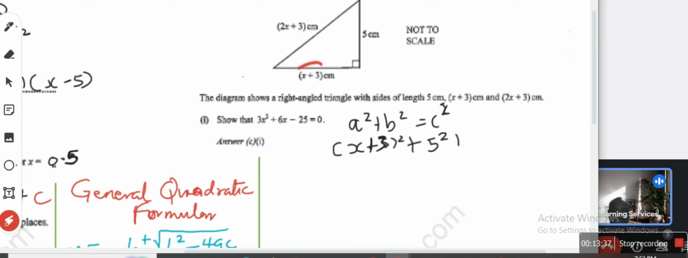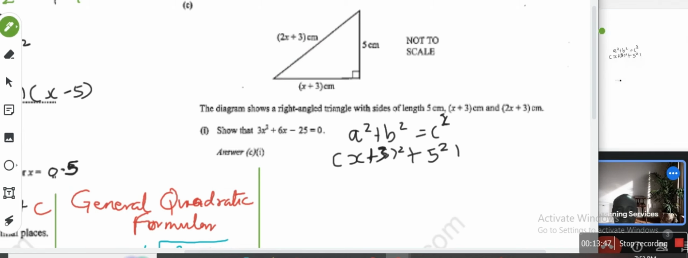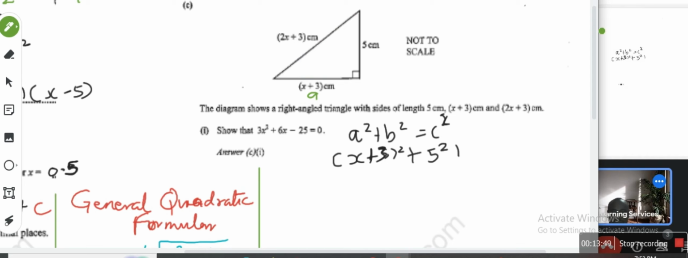Pythagoras theorem, you know that one side squared plus the other side squared is equal to the longest side squared. So in this case, this is your A, this is your B, and this is your C.